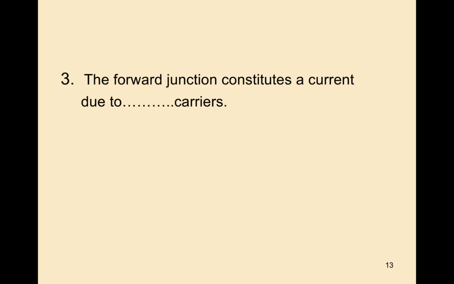Third question: the forward junction constitutes a current due to majority carriers. Forward junction means when the diode is in forward bias condition. So the junction that exists in that diode is called a forward junction. The forward junction constitutes a current due to majority carriers only. That means when we connect the diode in forward bias mode, the current is generated only due to majority carriers.